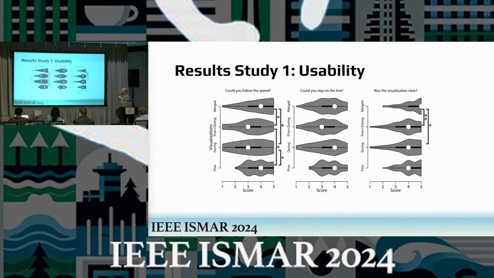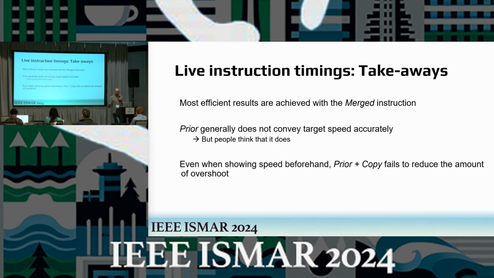For the usability, there was a very interesting observation that made us want to do study 2. For the question of whether they could follow the speed, with the prior instruction everybody thought they were perfectly on the correct speed when they were actually not doing it correctly at all. With the merged instruction, they were actually very close, and they were really aware of it. They also found the visualization clear, both merged and prior, but merged was the only significant one.